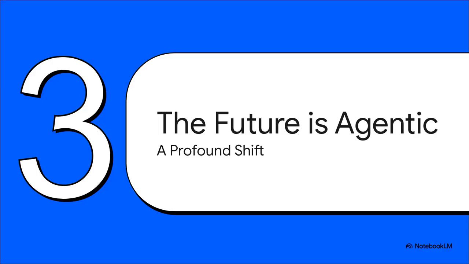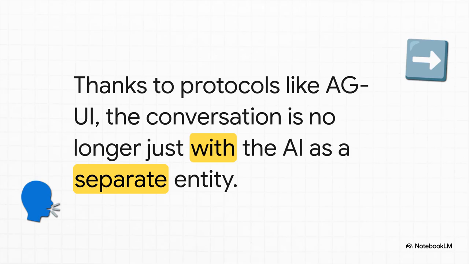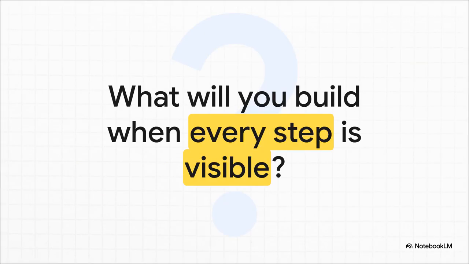All of this is leading to a really profound shift in how we even think about interacting with our software and with the AI that's running the show. Because with standards like AGUI, the conversation is no longer just with the AI, as if it's some separate thing you're talking to. No, the conversation is now with the entire process. Every single step, every thought the AI has, every tool it uses, all of it can be visible, interactive, and collaborative. So the big question I want to leave you with is this: what are you going to build when that black box is finally cracked wide open?